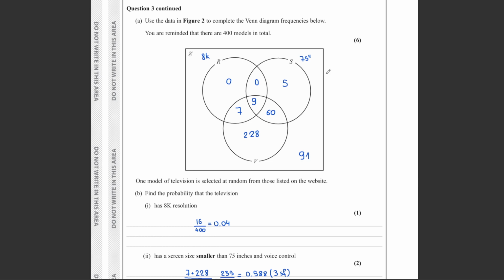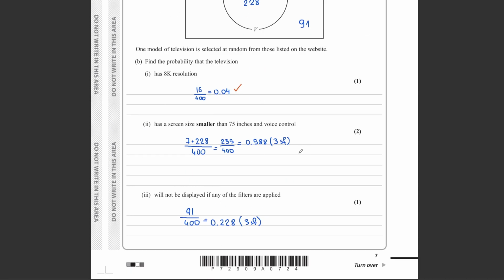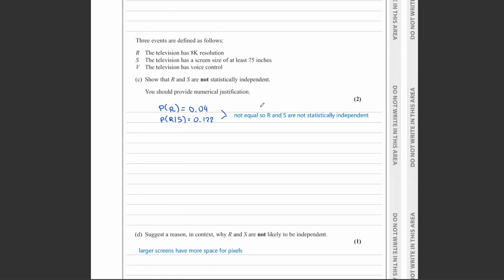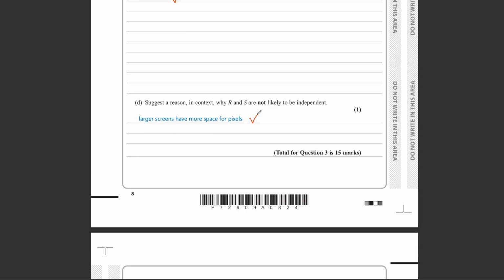In this 15 marks question, you will have 6 for Venn diagram, 1 for question B, 1 point for the method in that second question in B, and another one for the answer, 1 for the part 3, 1 point for the conditional probability method and the answer, 1 point to show the numbers and the implication that they are not independent, and 1 for the reason.